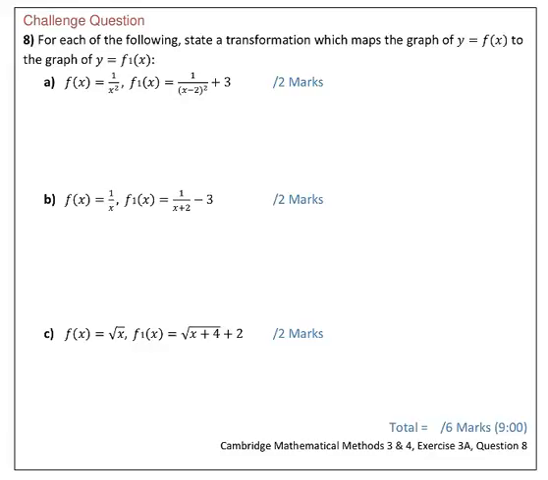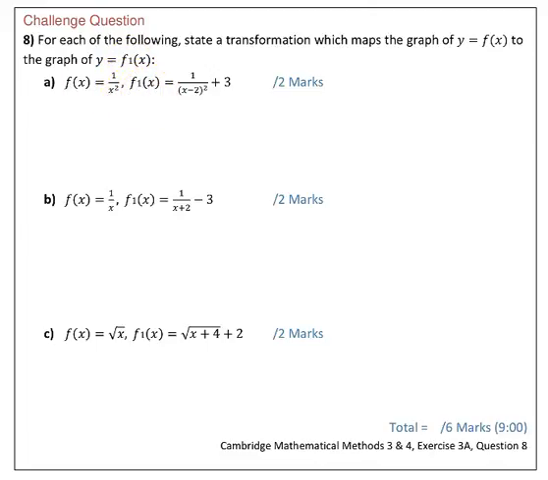Alright, challenge question comes from the Cambridge Mathematical Methods 3 and 4, exercise 3A, question 8. This question is asking us that for each of the following, A, B and C, we need to state the transformations which map the graph of y equals f of x to the graph y equals f1 of x. So f1 of x is just a translated form of the first one.